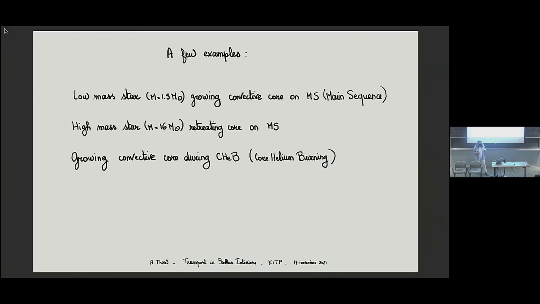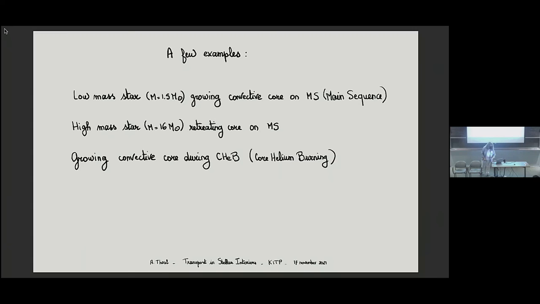So the three examples I'm going to talk about in detail are the case of a low mass star, which has a growing convective core on the main sequence. I'm going to talk about a high mass star that has a retreating convective core on the main sequence. And I'm going to talk about growing convective cores during core-helium burning.